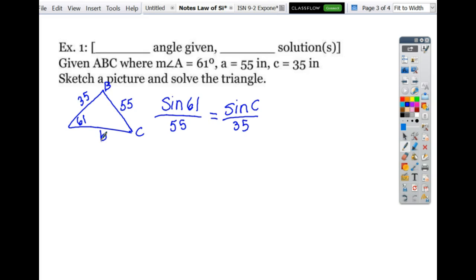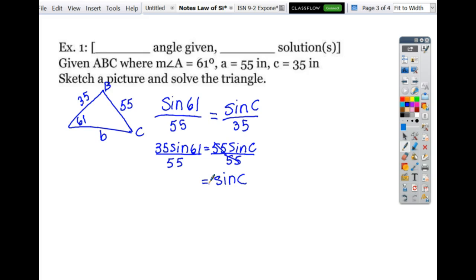Okay. So I want to find angle C. So I'm still going to cross multiply. It's the same thing. And then I'm going to divide by 55. So find this answer. All right, everybody get your calculators out. I got .556.